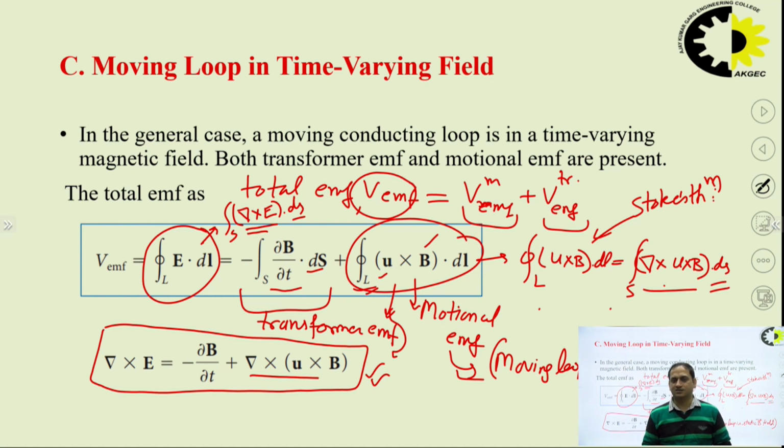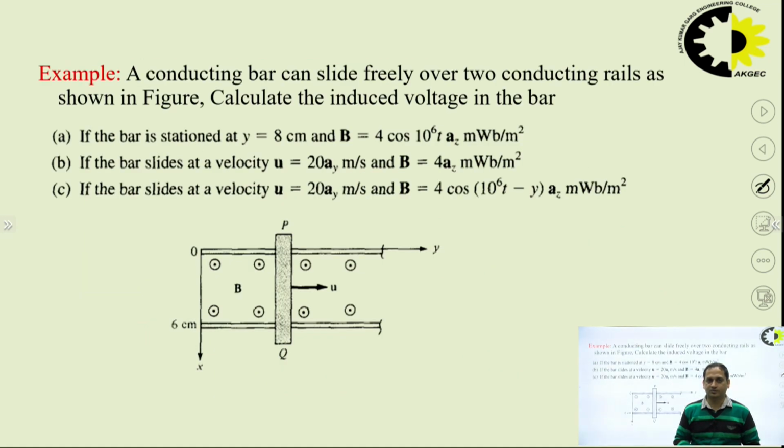So the rest is the same conceptual point, which you can understand. One question we can try here: a conducting bar that can slide freely over two conducting rails, as shown in the figure. We have to calculate the induced voltage in the bar. Here the loop is formed by the conducting bar, which is sliding.